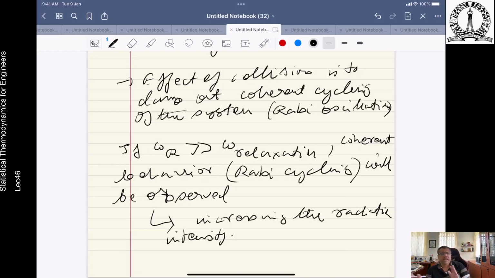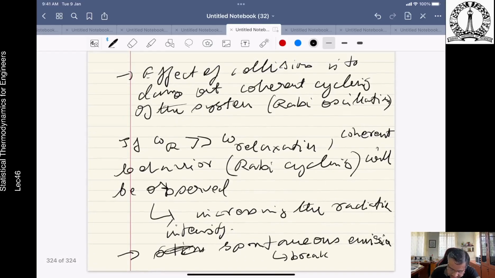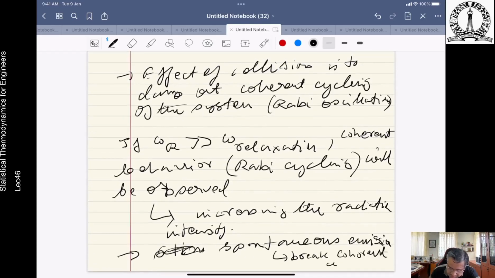Sometimes you do it by increasing the radiation intensity. Now there are NMR and other processes which can actually do that. So we can see how collision processes and even spontaneous emission can break this coherent cycle of the system. Okay, so that is good. Now we have a fairly good idea of what this is.